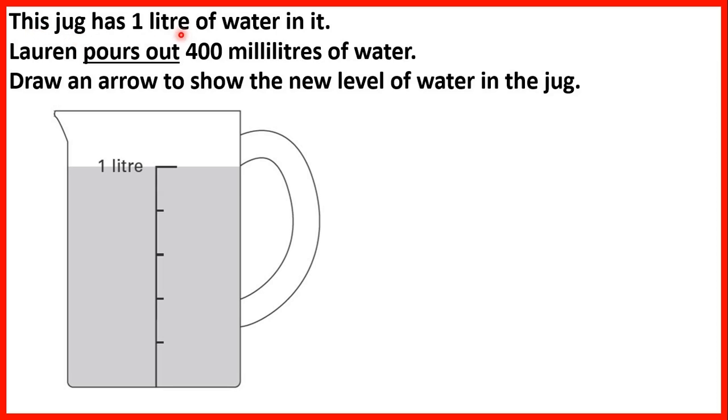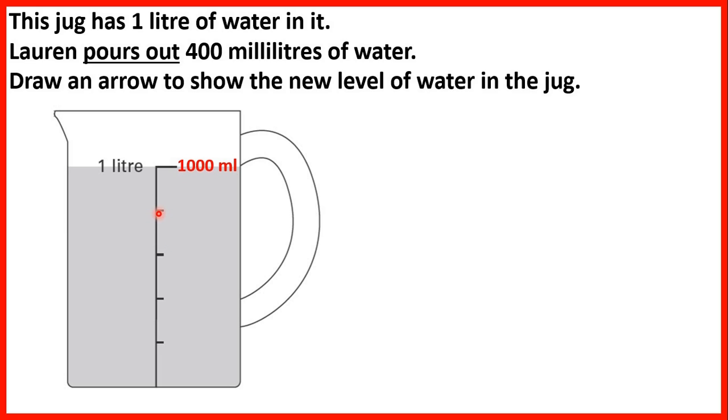This jug has 1 litre of water in it. Lauren pours out 400 millilitres of water. Draw an arrow to show the new level of water in the jug. So we know that 1 litre is the same as 1000 millilitres.